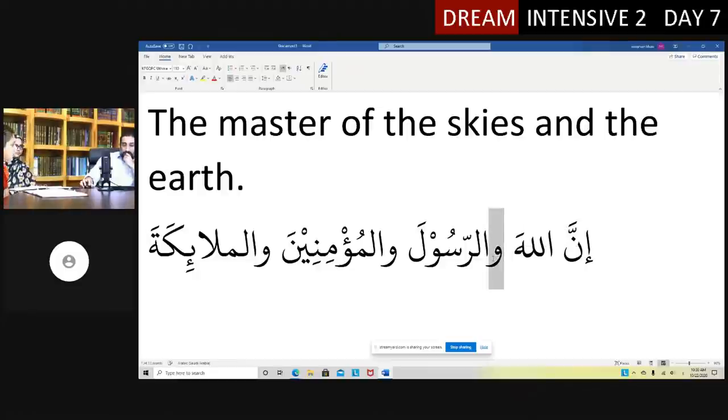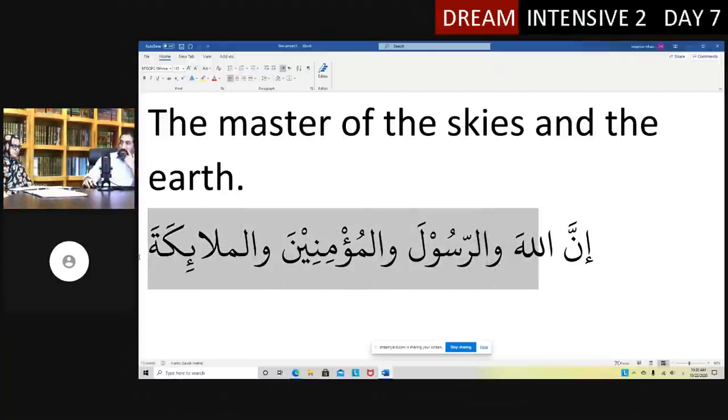Because of "and," whatever this was, its effect is carried over. Rasul became nasab, and whatever Rasul was, nasab status. Al-Mu'minina became nasab. And because of this same inna, it is now making Al-Malaikata nasab. Why? Because "and" can chain the effect. It carries on and on with "and." We'll see that, inshallah, in action. I'll explain that to you over and over until that becomes second nature.